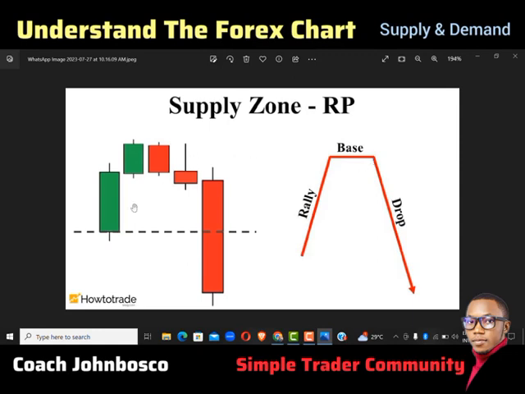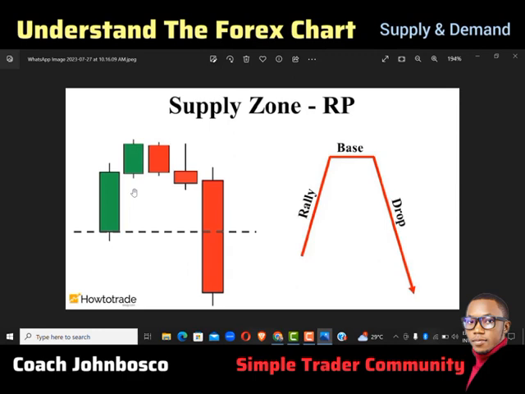So it's made up of what? Rally, base, drop. This is the rally. This is kind of like a cool off base. And this is the drop. This is what we call rally, base, drop. You can see this candle has engulfed the previous bullish candle. This is called a supply level. Now I'm going to go to the chart to show you this.